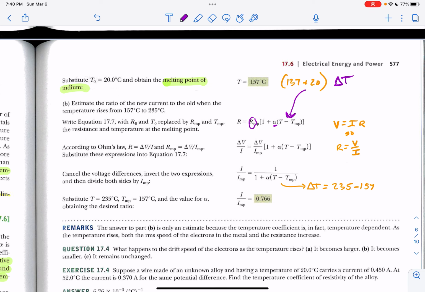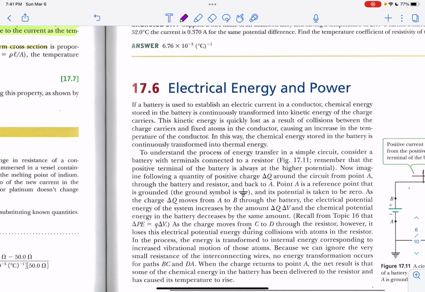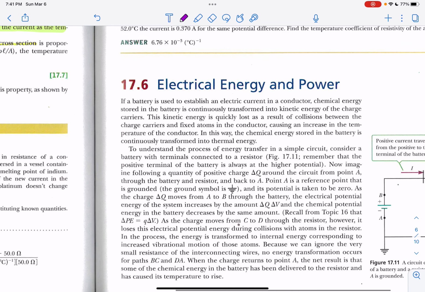This is a variation of that formula we looked at just a minute ago, where the length cancels out because it's the same. Cross-sectional area cancels out because it's the same. The resistivity cancels out because it's the same. And we're actually looking at the net resistance. And so this is the resistance at the melting point, but this is going to be the new resistance. And we're going to stop right there. And the last screencast on this chapter will talk about electrical energy and power.